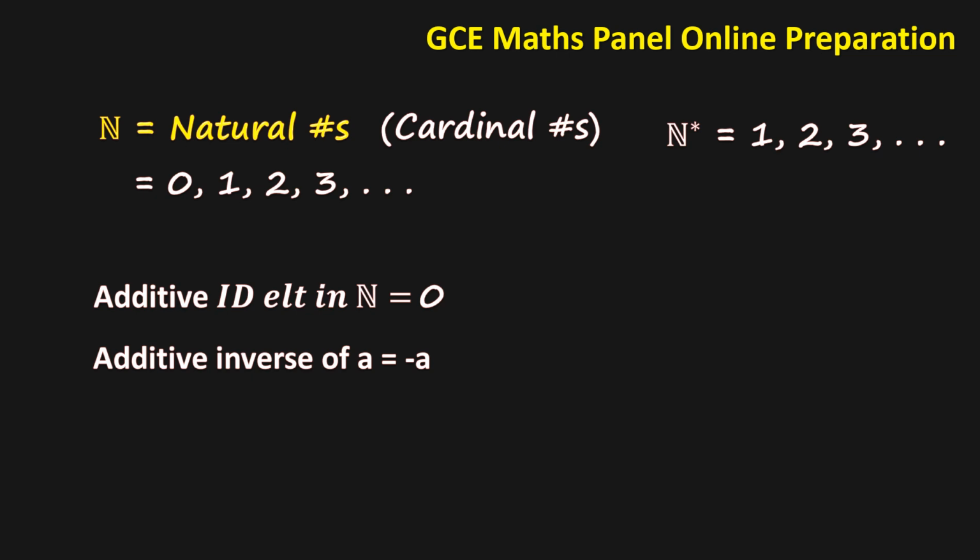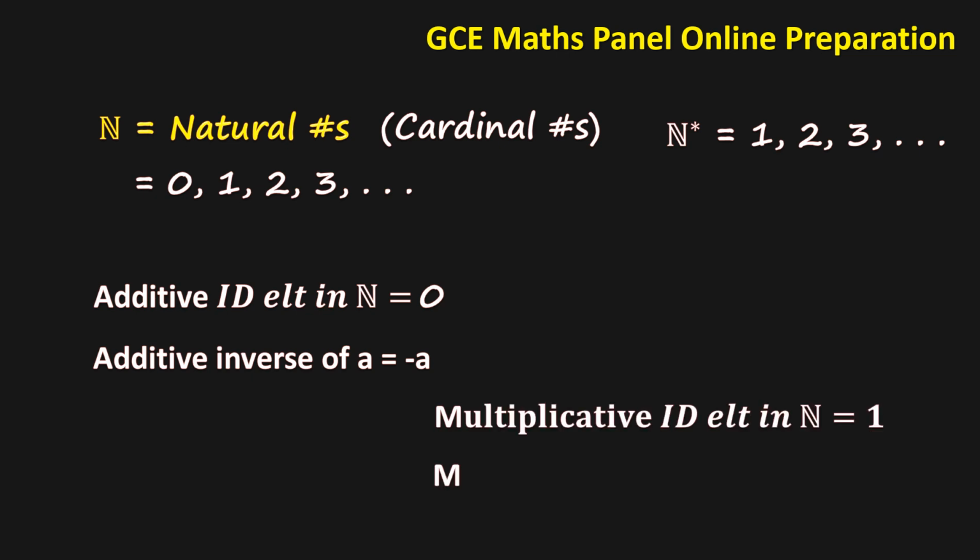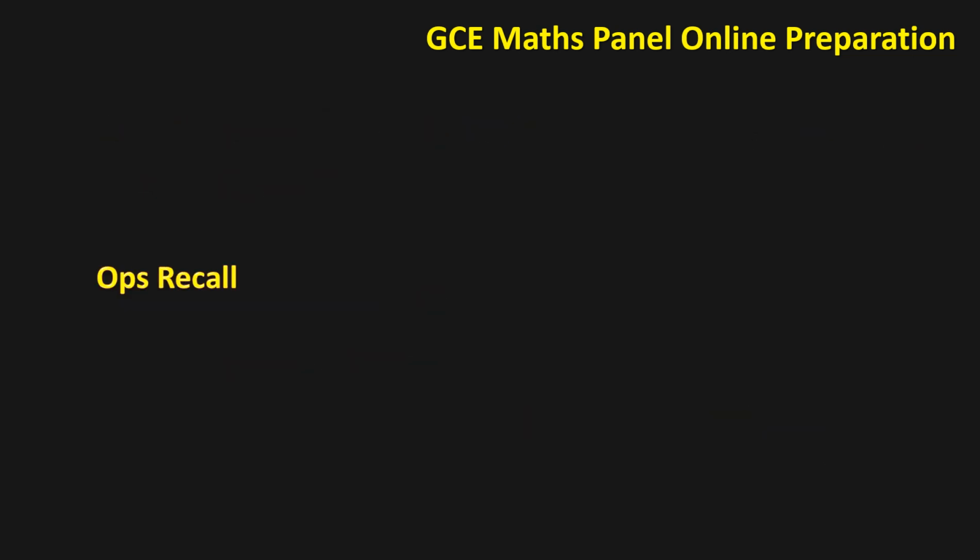Under this operation, the additive inverse of any number is the negative of that number. For example, the additive inverse of 2 is minus 2, and the additive inverse of 11 is minus 11. And for the multiplicative identity element, which is 1, 1 is that number that when you multiply any number by 1, the number remains unchanged. Under this operation, the multiplicative inverse of any element is 1 divided by that element. So it's just the same as the reciprocal of the element.